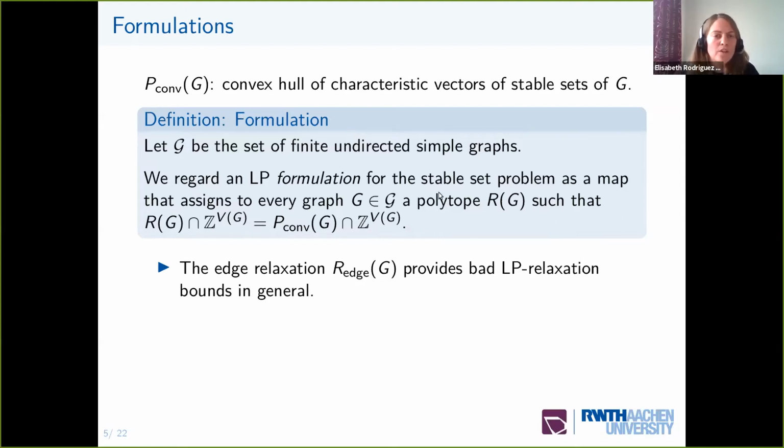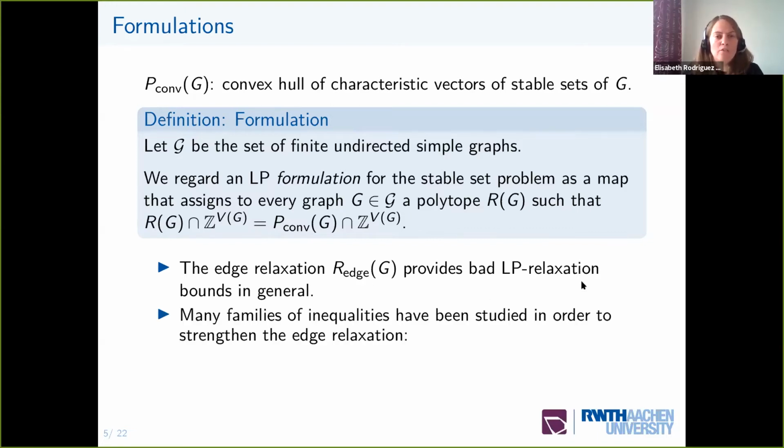Now, it is well known that the edge relaxation provides bad LP relaxation bounds in general, which motivated the study of other formulations. Many of these came by studying families of inequalities used to strengthen the bounds of this edge relaxation. Some examples are clique inequalities, odd cycle inequalities, and so on. So now we know these two things, that the edge relaxation provides bad LP relaxation bounds, but that it has this property which is sometimes interesting, which is the persistency property.